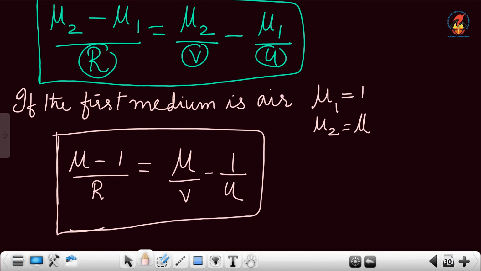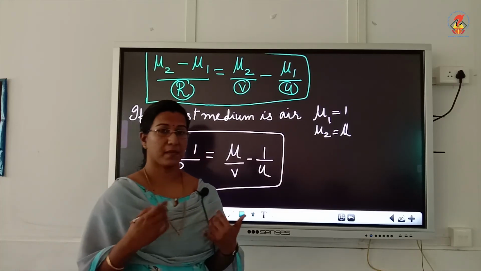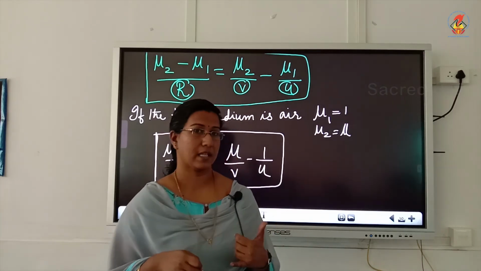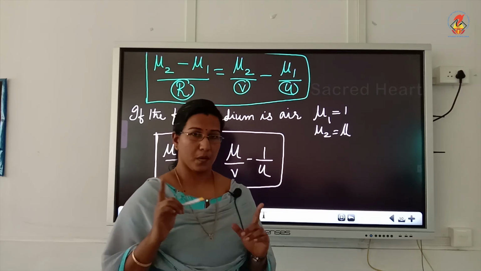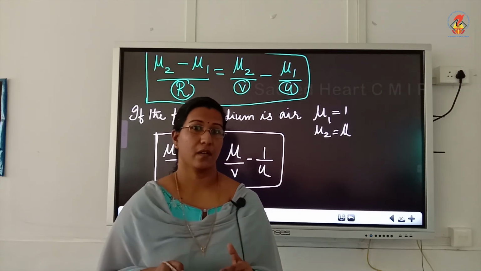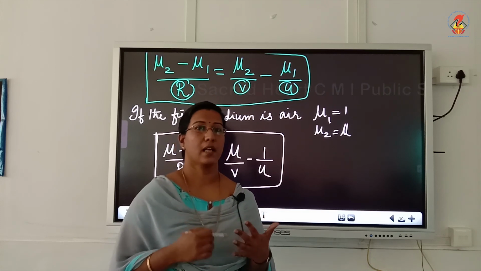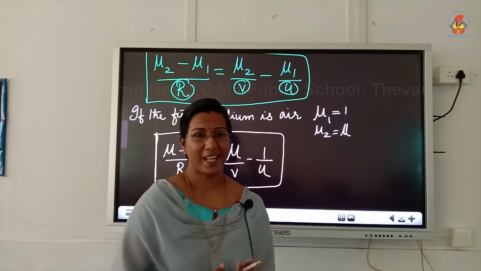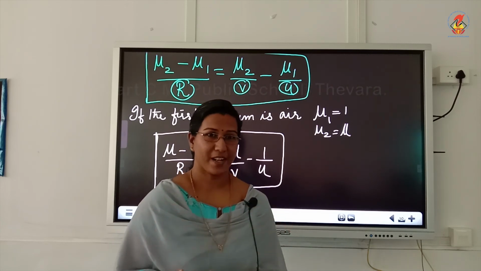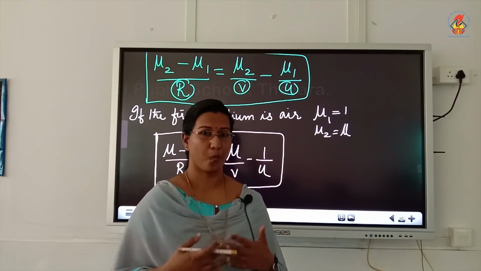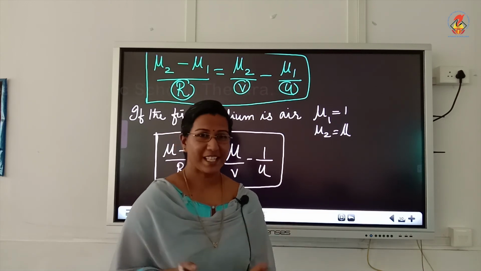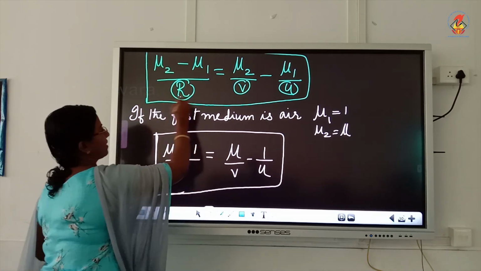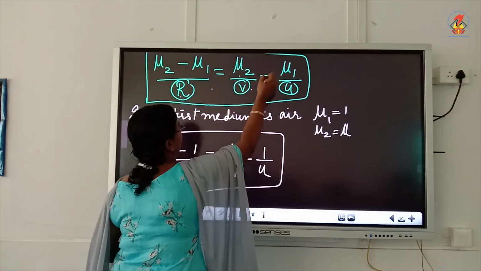I hope this derivation is clear to you. I will explain to you one more time the steps. First what we did is we applied Snell's law and we got I mu1 is equal to R mu2. Then using angles alpha, beta and gamma, we found out what is I and R. Then we found out what is alpha, beta and gamma, substituted in the main equation, applied the sign convention, applied the values of OP, PI, etc. We arranged the equation and we got the final equation as mu2 minus mu1 by R is equal to mu2 by V minus mu1 by U.